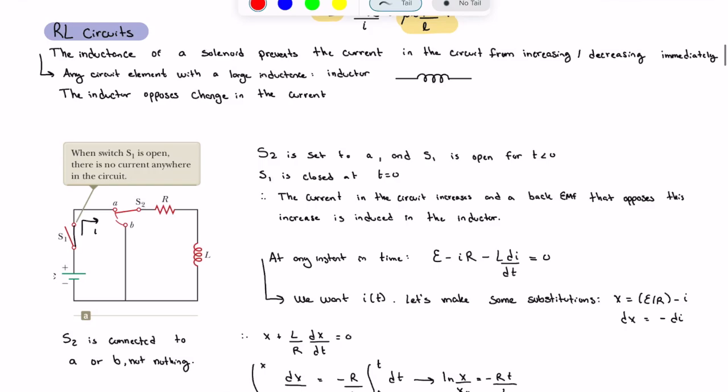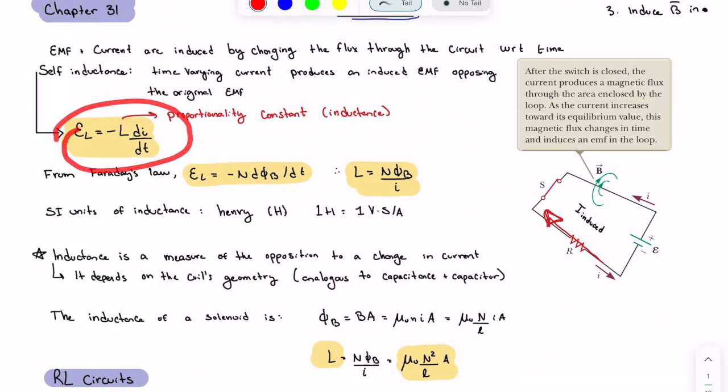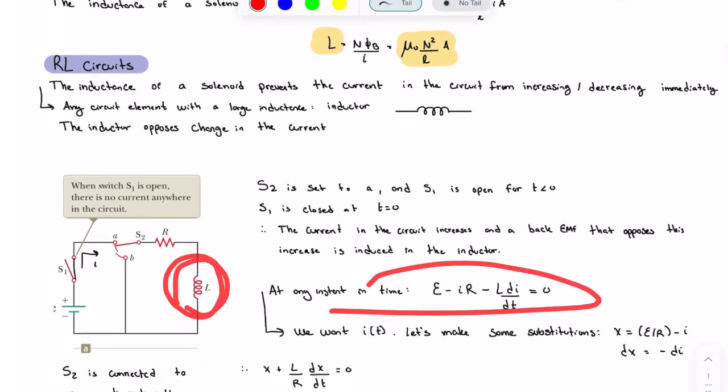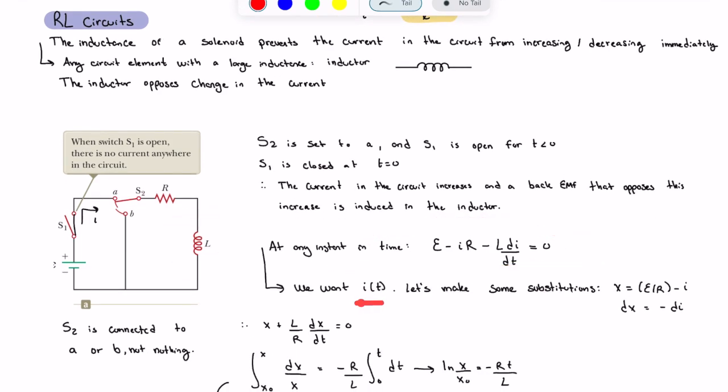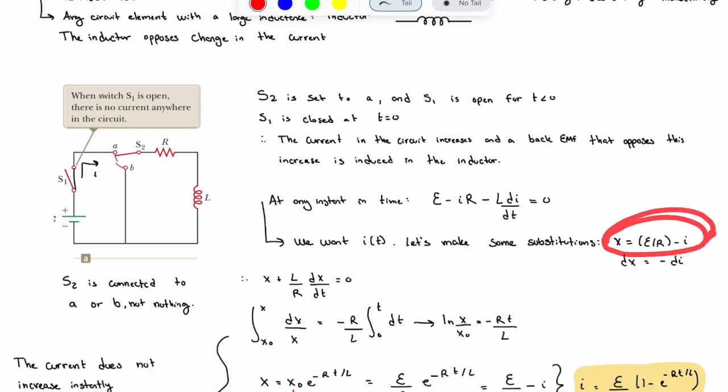Now, if we were to use Kirchhoff's loop rule, we see that E, this is the EMF from the battery, minus I times R, which is for the resistor, minus L dI over dt, which comes from the inductor that we saw up here, is equal to 0. So Kirchhoff's second rule. We want to figure out what is the current at any given moment in time. So to do this, we need to solve for I in this equation, and so we're going to use a couple substitutions. The first, we're going to call x equal to E over R minus I, and then dx is equal to negative dI, because here, the only component that's really changing is going to be your current.